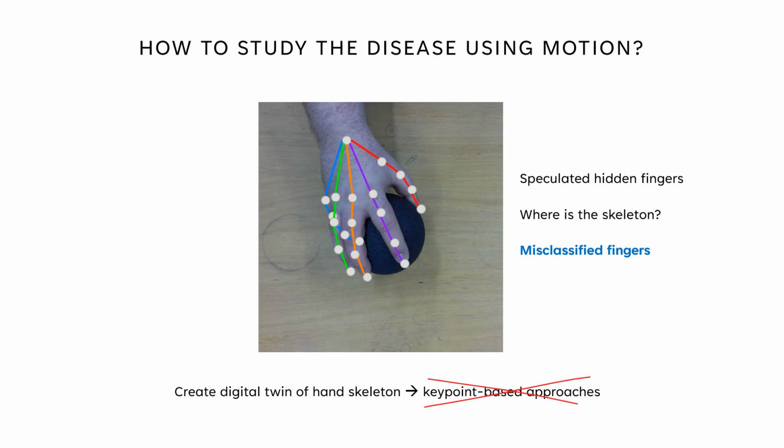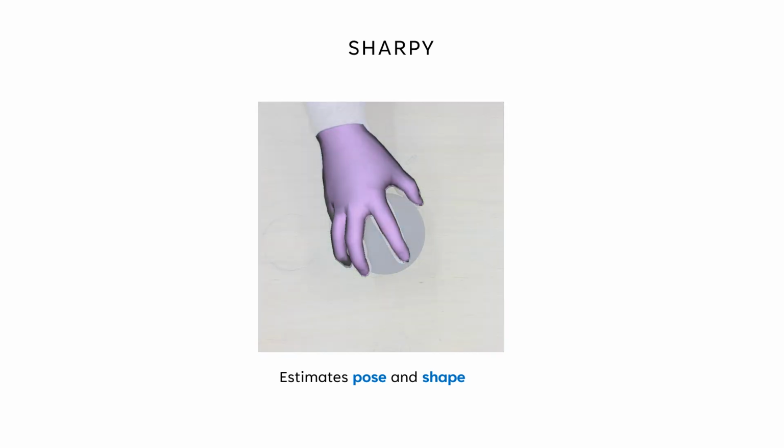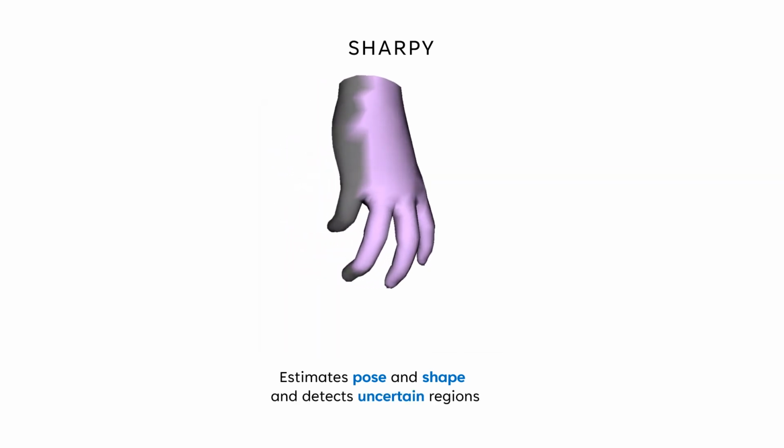So, to tackle all of these issues, we proposed ShaRPy. ShaRPy can estimate the pose and the shape of the observed hand, and it is the first approach that actually detects uncertain regions, so we can discard them in our hand function experiments. But how does it work?